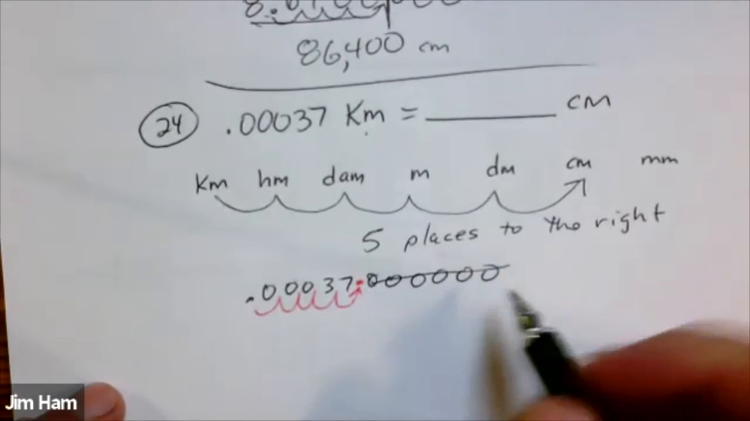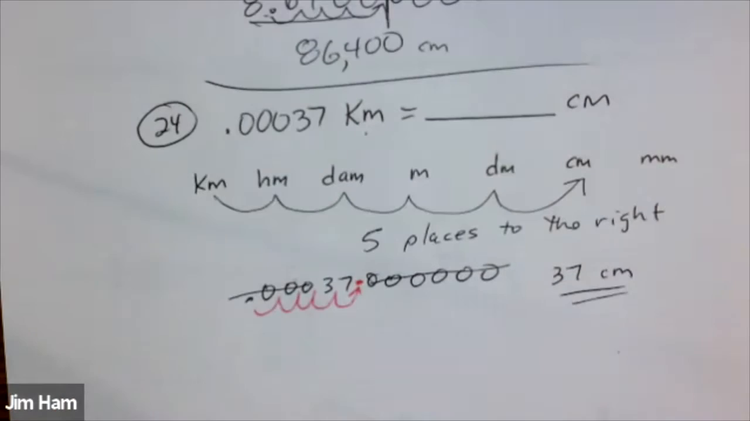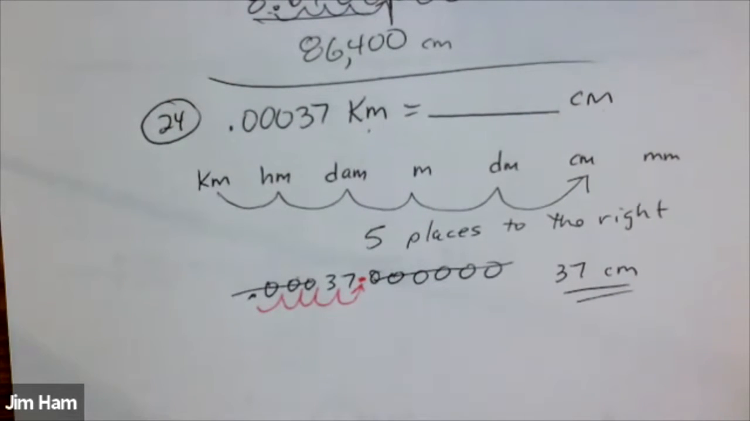So we don't need these extra zeros on the beginning and on the end, so we just get 37. So this fraction of a kilometer is equal to 37 centimeters. Does this all look familiar to you? You've seen it before? Maybe a long time ago? Okay, why don't you try number 21? Put your answer in the chat.